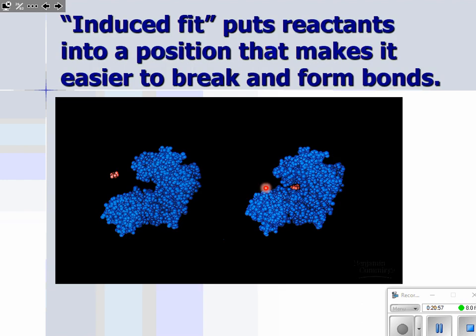So there's a concept called induced fit. And that means when the substrate comes together right here in the active site, when those two bind, the whole enzyme changes its shape just a little to make that fit perfectly snug. And that's when the chemical reaction takes place.